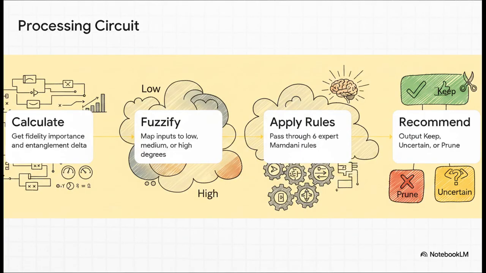So how does this process build step by step? Step 1, FQ-SHAP grabs the raw numerical data, specifically the gate fidelity importance and its contribution to entanglement. Then step 2, it fuzzifies those inputs. It literally asks, is this low, medium, or high? Step 3 is where it gets incredibly smart. It passes these fuzzy memberships through 6 expert rules to jointly reason over a gate's overall physical importance. And finally, step 4, it spits out a highly clear recommendation: keep it, prune it, or mark it as uncertain for further review.